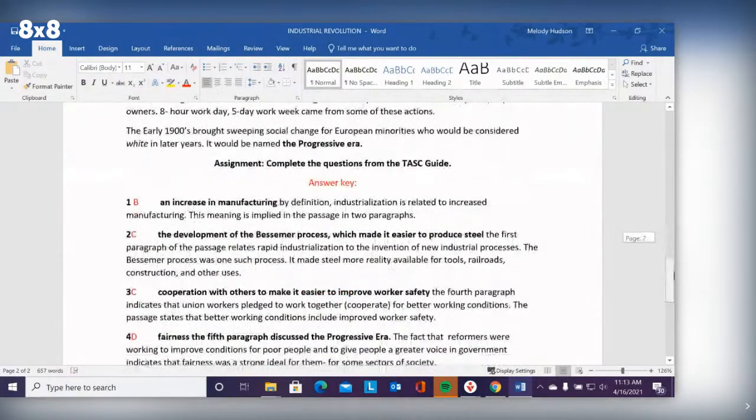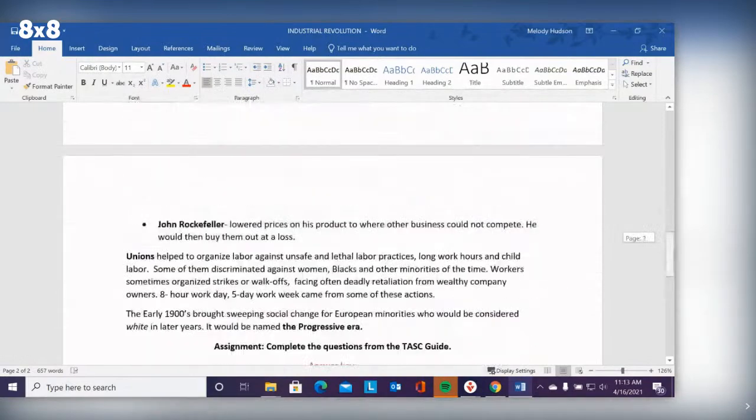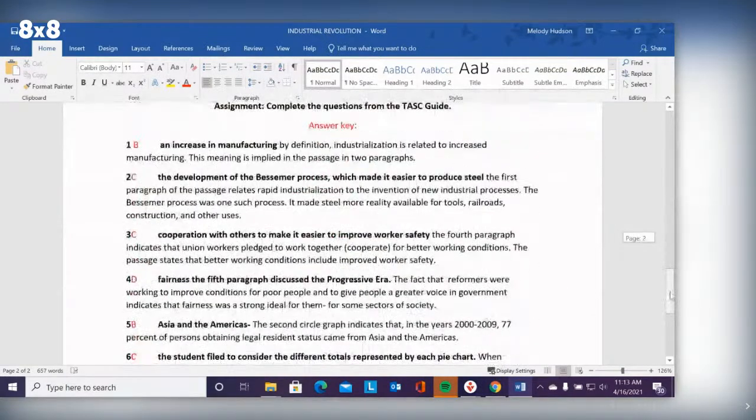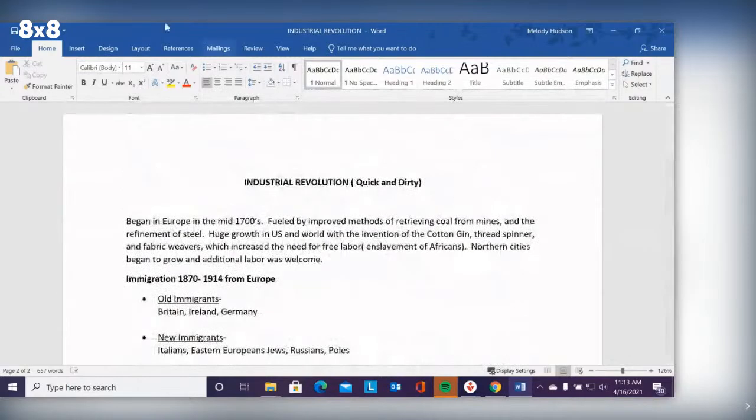And you have an assignment from the task guide, and you also have the answers attached. Let me show you my question sheet that I have for you. And as I said, the answers are attached to this sheet. I'm not going to go through this with you because this is your work.